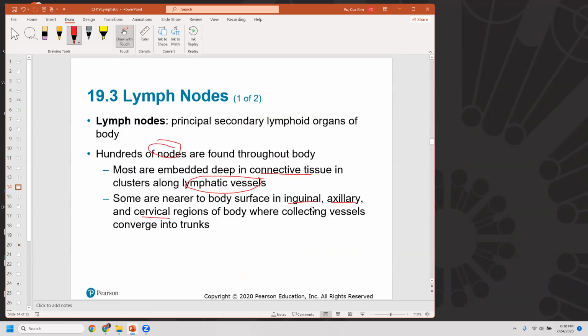So you find it in the deep connective tissues that are found along the groin, the armpit, and the neck because of that very reason.